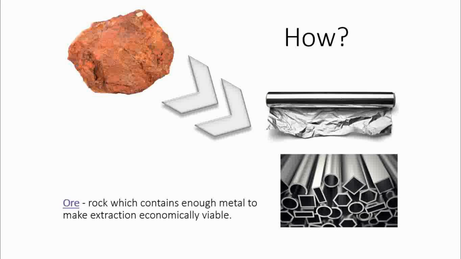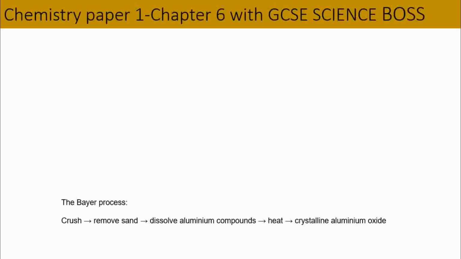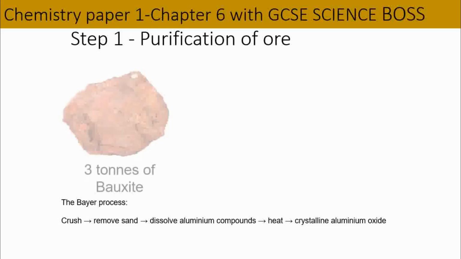Now, an ore, as we mentioned in my chapter 5 video, is any rock that contains enough metal for it to be extracted economically. Now, how is this done? This is done in a process called the Bayer process. The Bayer process just means that you crush the ore, you remove the sand, you dissolve the aluminium compounds, and you heat it so that it's molten, so that you can then carry out electrolysis. Okay, so step one, it's purified.